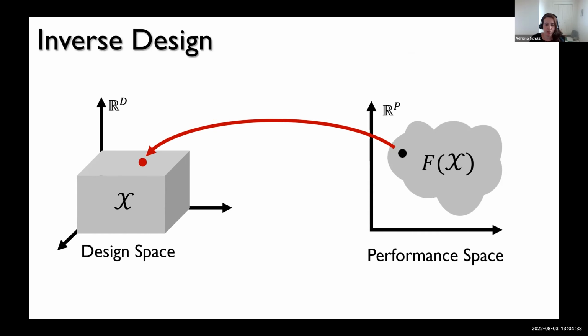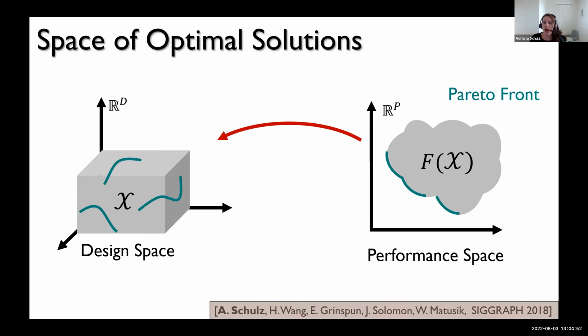But what if we want to solve this inverse problem? Well, the inverse problem is a lot more challenging, because often this inverse doesn't exist. There could be multiple points that achieve that performance, or you could be asking for some performance metric that is actually not feasible to achieve. So in this work, we propose, given a parametric CAD model, to automatically find the space of optimal trade-offs that we can achieve.